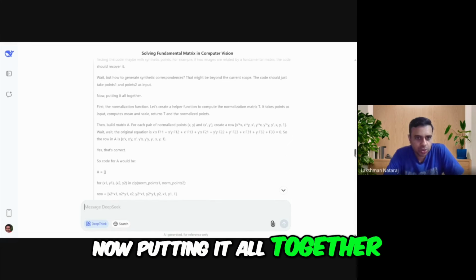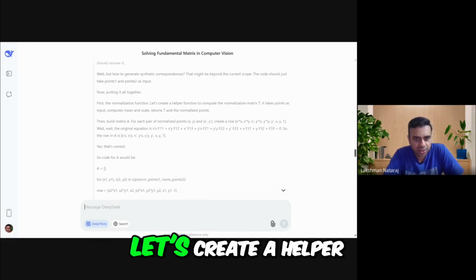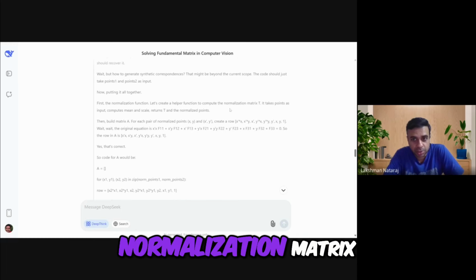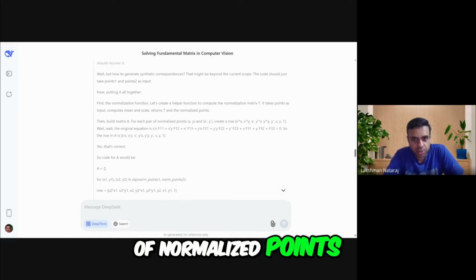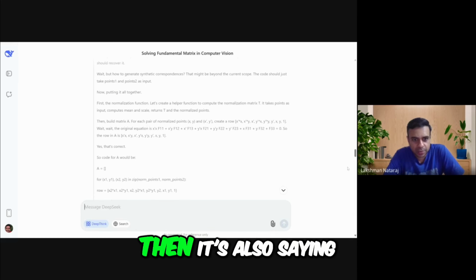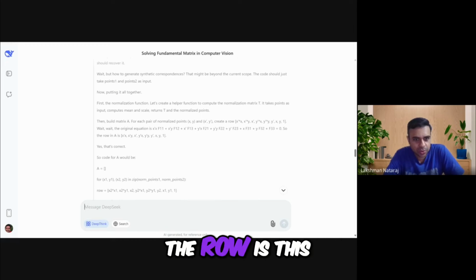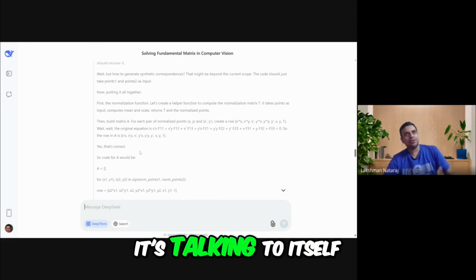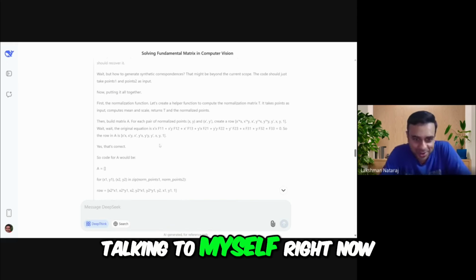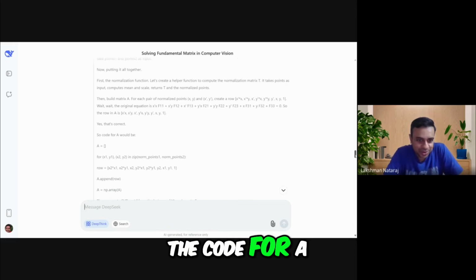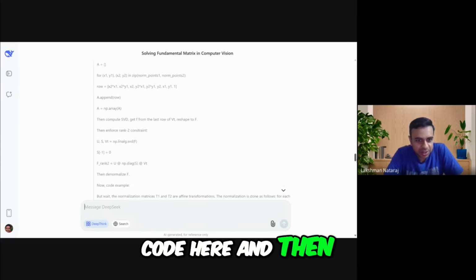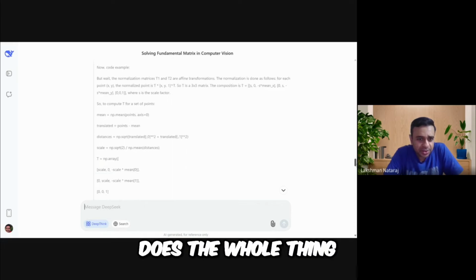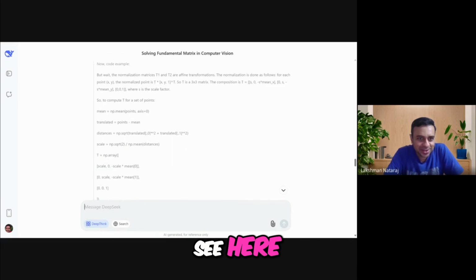So now putting it all together, first the normalization function. Let's create a helper function to compute the normalization matrix, and then build matrix A for each pair of normalized points. Create a row, and then it's also saying, so the row is this, and then it says, yes, that's correct. It's as though it's talking to itself, just like how I'm talking to myself right now. And so the code for A should be like how it puts a pseudocode here, and then does the whole thing. And then again, see here, now code example.